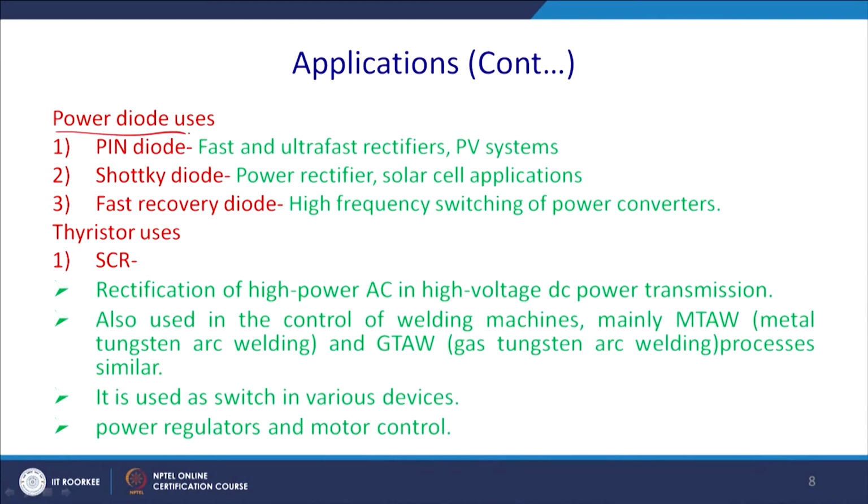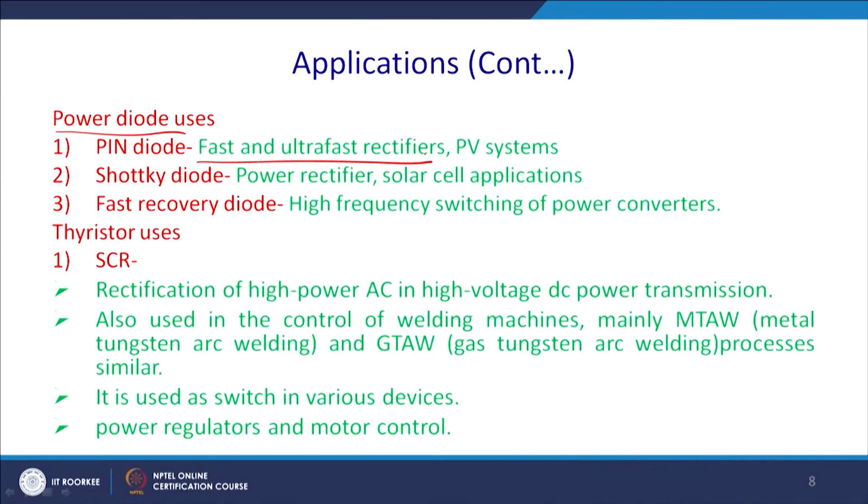We have discussed power diodes, and the power diode we have classified based on its recovery time. This is called the PIN diode, and it is used in fast and ultra fast rectifiers. Mostly it is for DC to DC applications, isolated DC to DC or non-isolated DC to DC applications, and PV systems.